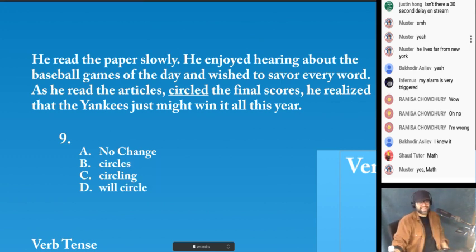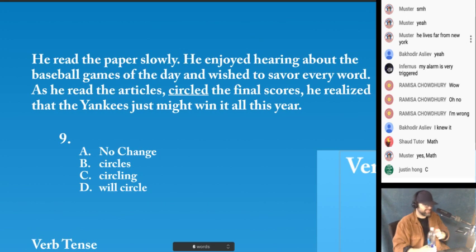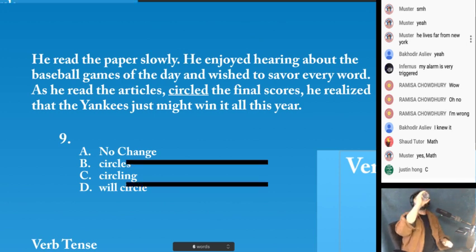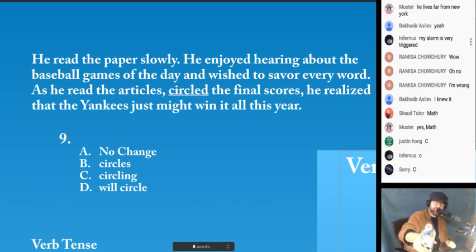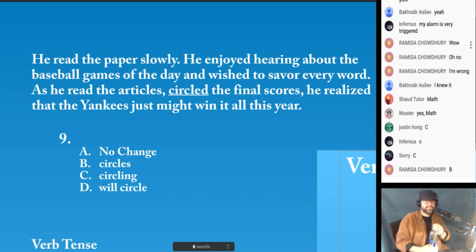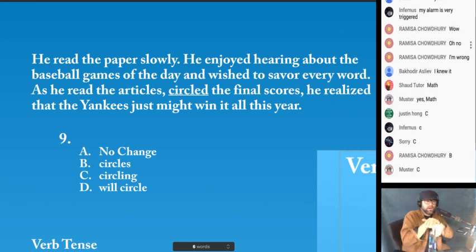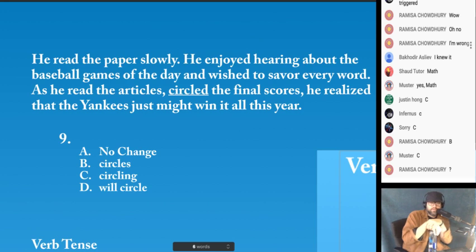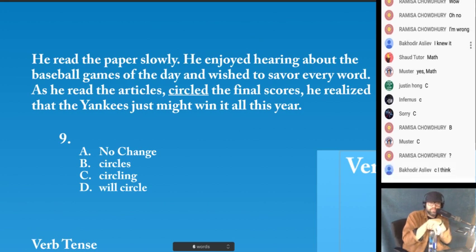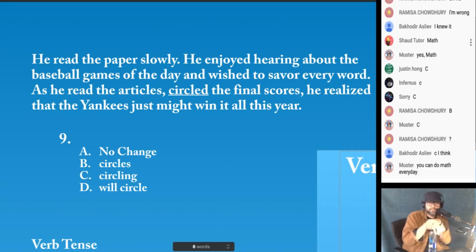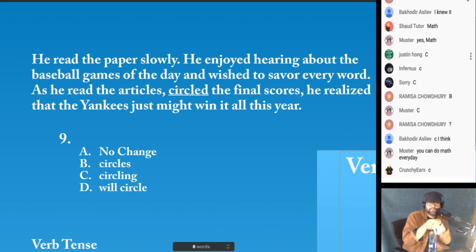All right, so I'll give you guys a couple more seconds to answer this one. I'm very interested to see what you guys think. And remember to have fun. Okay, answers coming in hot. Hong is on C. Infernus is on C. Ramisa's on B. Muster is on C, and Ass Leaves on C as well. Crunchy's on C. Okay, a lot of people are on C.